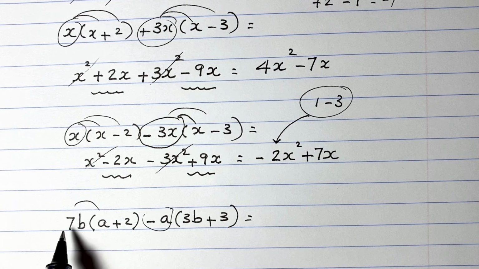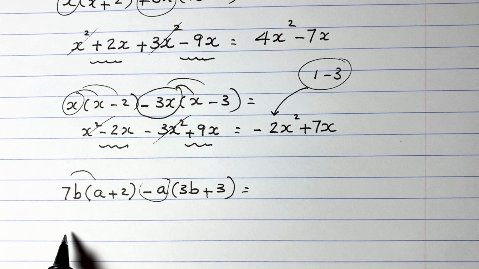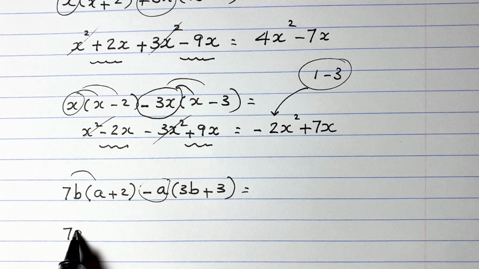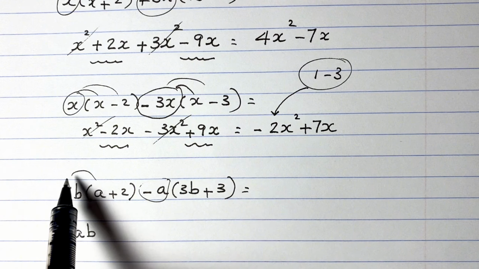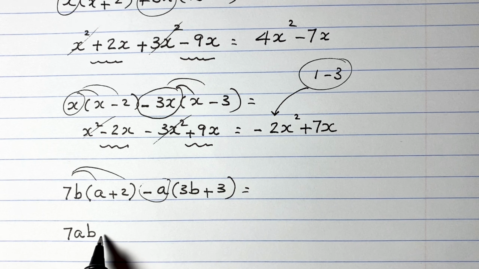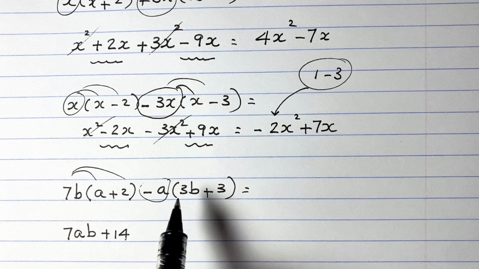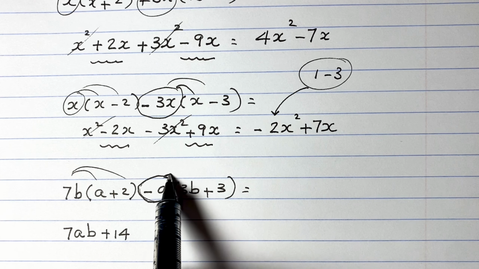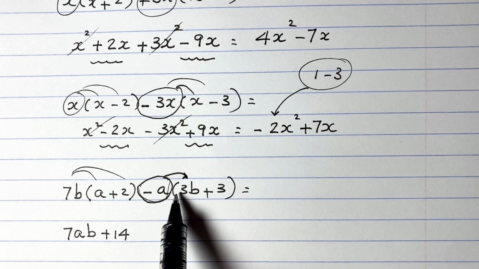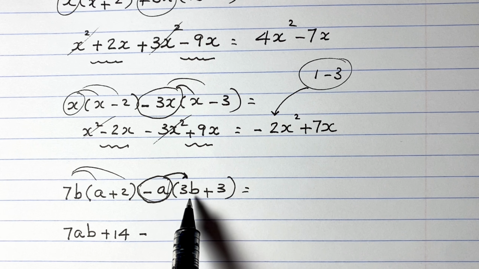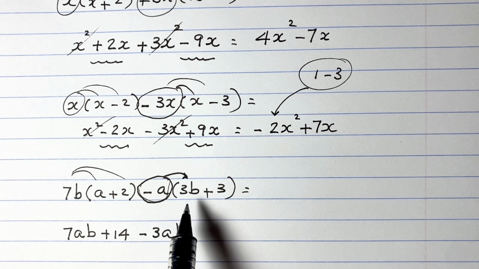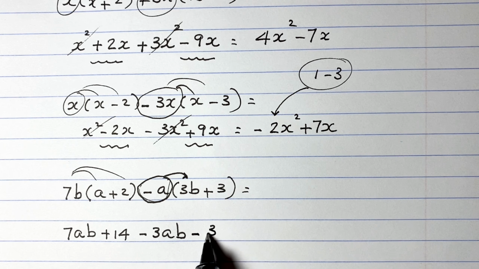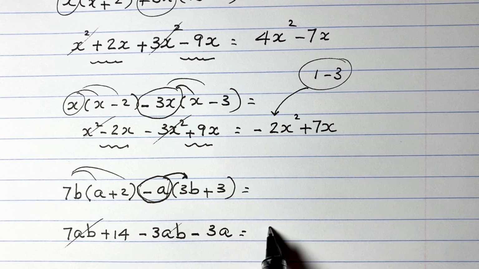So let's remove the bracket. 7b times a. That's 7ba or ab. If you want to write it in order of the alphabet, then we write ab. 7 times positive 2 is positive 14. Now we're going to do minus a multiplied by 3b. Negative times positive is negative. a times b is ab, so we have negative 3ab. Negative times positive is negative, and 3 times a is 3a. 7ab, take away 3ab, that's 4ab.